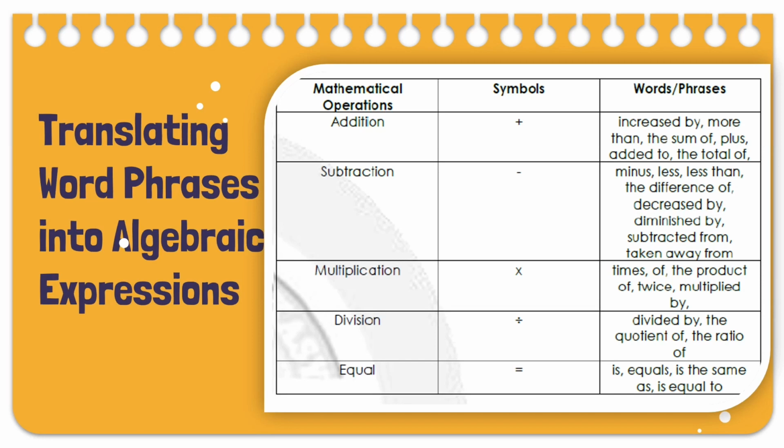Okay, so next naman for division, so, ang mga words or phrases dito ay divided by, the quotient of, the ratio of. So, ito yung mga words and phrases associated sa division. For equal symbol naman, so, ang mga words and phrases na gagamitan natin ng equal symbol ay yung is, equals, is the same as, is equal to.